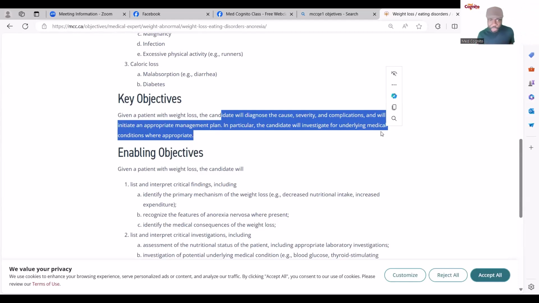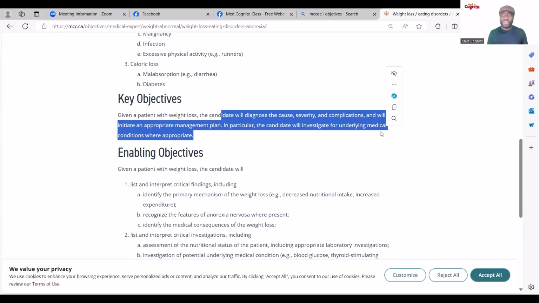Good. Now, enabling objectives. Given a patient with weight loss, the candidate will list and interpret critical findings, including identifying the primary mechanism of weight loss, that is decreased nutritional intake and increased expenditure. So there are two ways we lose weight: by decreasing caloric intake or by increasing expenditure. And how do we increase expenditure? By exercising. How else do we increase expenditure? By having conditions which increase our metabolism, like hyperthyroidism, like if a patient has cancer, or any chronic medical illness, okay? And then recognize the features of anorexia nervosa where present. Identify medical consequences of weight loss.